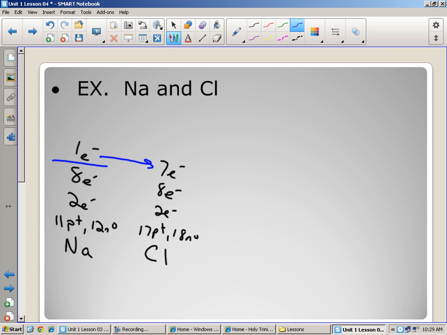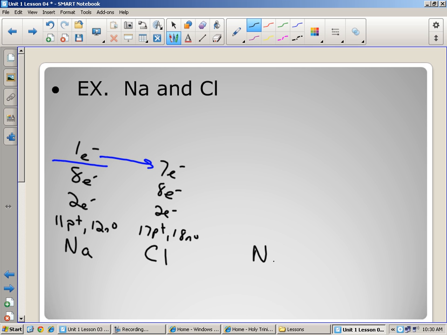However, when that electron transfers, it also has something to do with electronegativity, which we'll talk about later on in this unit. So that's a big part of it as well. Chlorine really wants that electron. Sodium really doesn't want that electron. So chlorine's able to pull it away from sodium, basically.